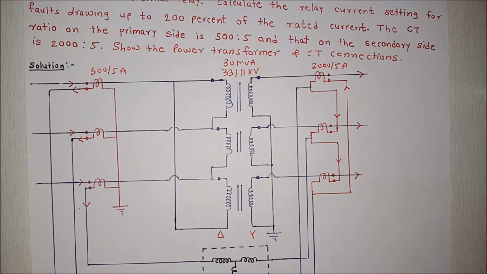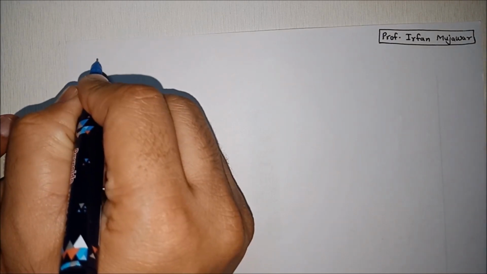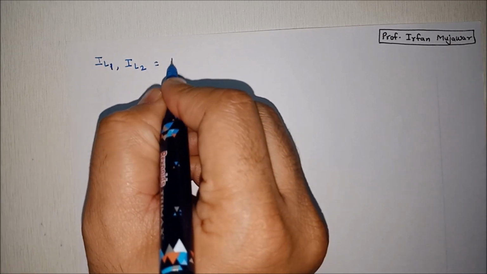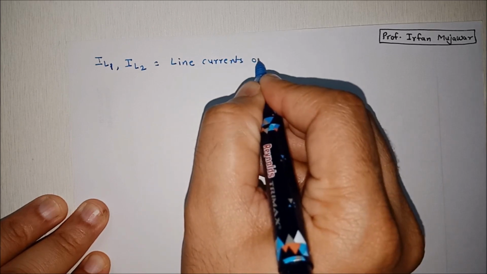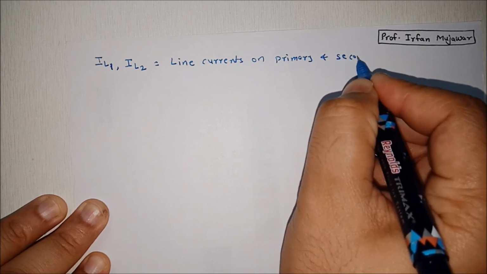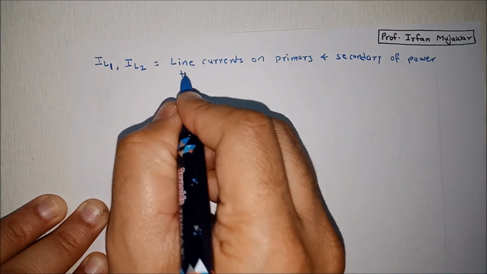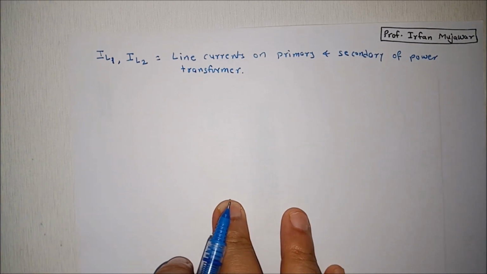Okay, so I will take another page and let us assume that IL1 and IL2 are the line currents, on primary and secondary of the power transformer. Okay, now how to determine IL1 and IL2?